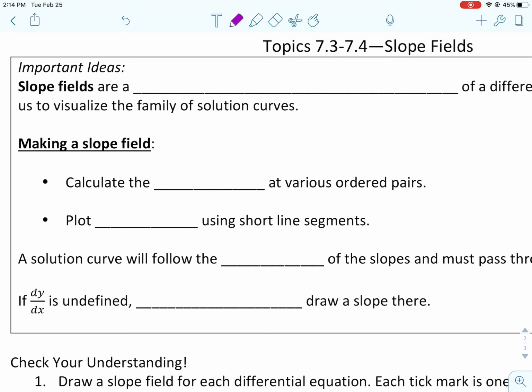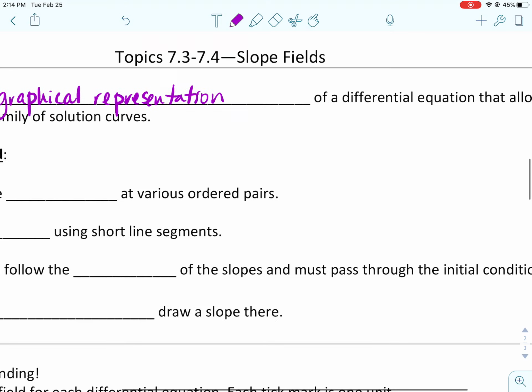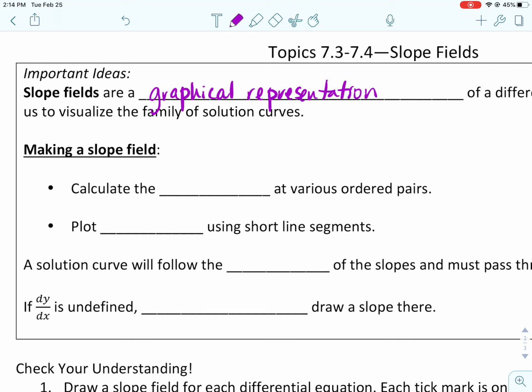Now, a lot of times with things that you learn, you can do the process but not really know what it means. I don't want slope fields to be one of those situations, because what you just did wasn't hard. You just plugged in x values and drew little slopes. But I want you to understand why and what that means. So slope fields are a graphical representation of a differential equation that allows us to visualize the family of solution curves.